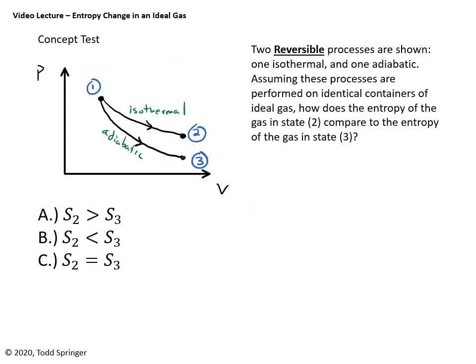So here's a little concept test having to do with the previous concept of the entropy change in an isothermal process. Two reversible processes are shown, so one going from 1 to 2 or from 1 to 3, and it's an ideal gas. And assuming the gas is the same number of moles and the containers are identical, the question is, how does the entropy in state 2 compare to the entropy of the gas in state 3? So is the entropy in state 2 bigger, smaller, or equal to the entropy in state 3? One of these is reversible isothermal, or one of these is reversible adiabatic.